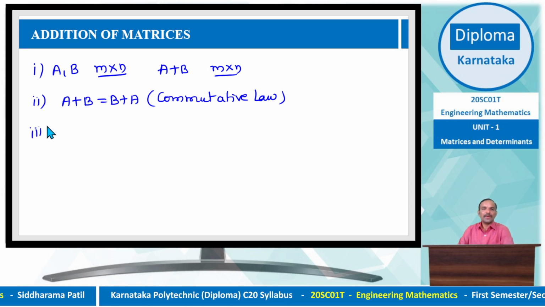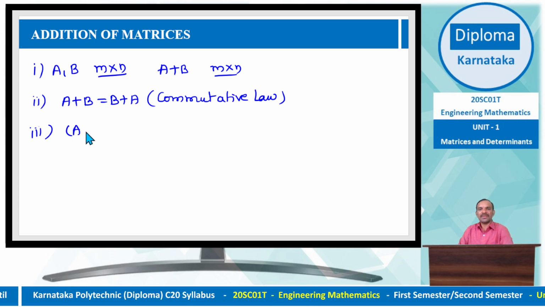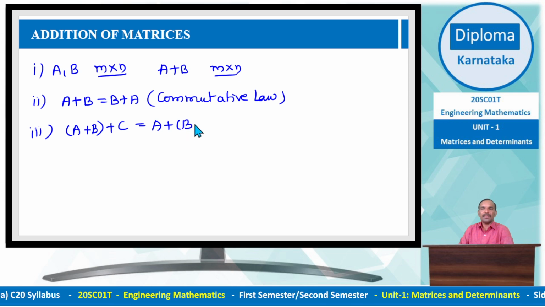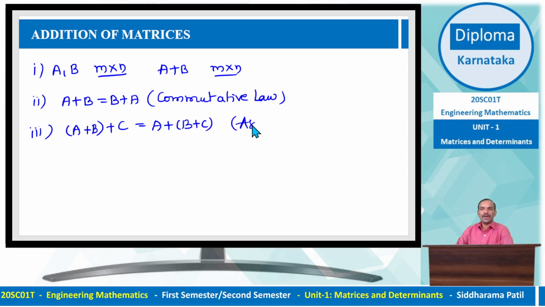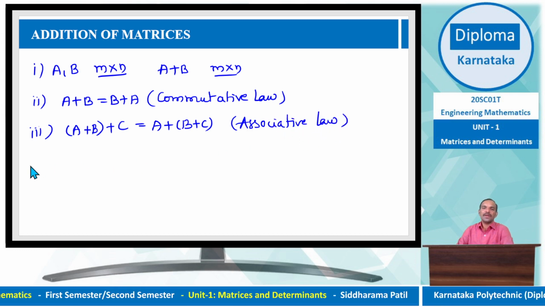Third one, if A, B, C are three matrices of the same order, then (A plus B) plus C is always equal to A plus (B plus C). This law is called the associative law. This is satisfied by addition of matrices.